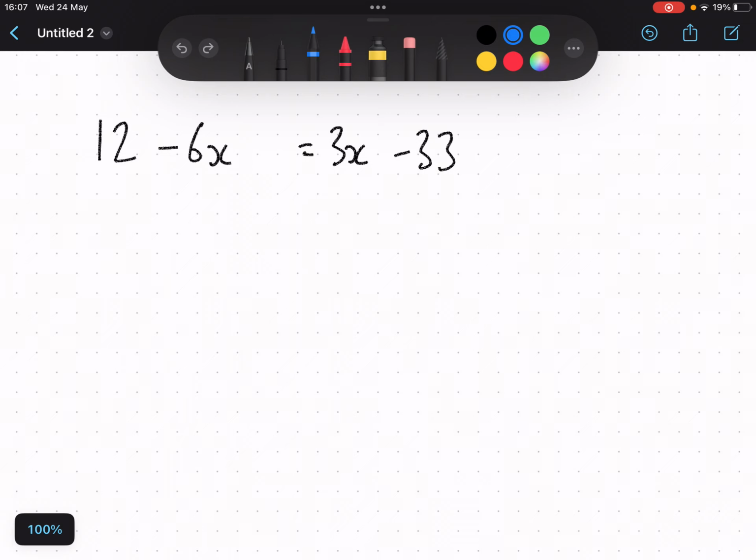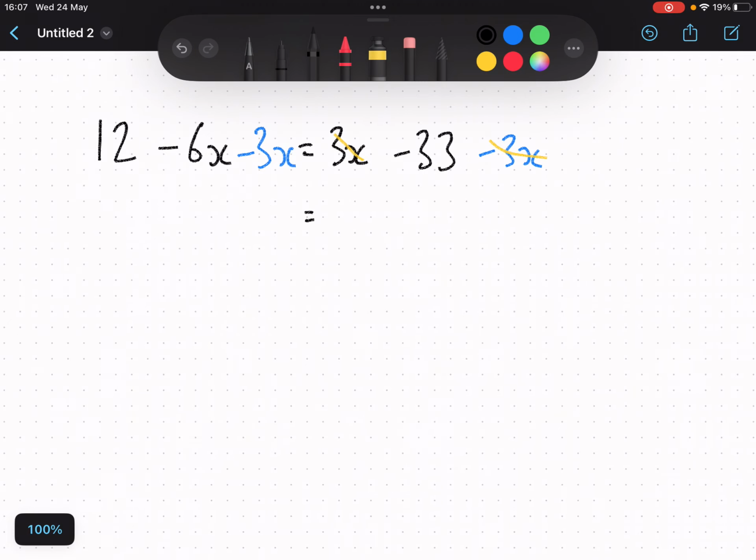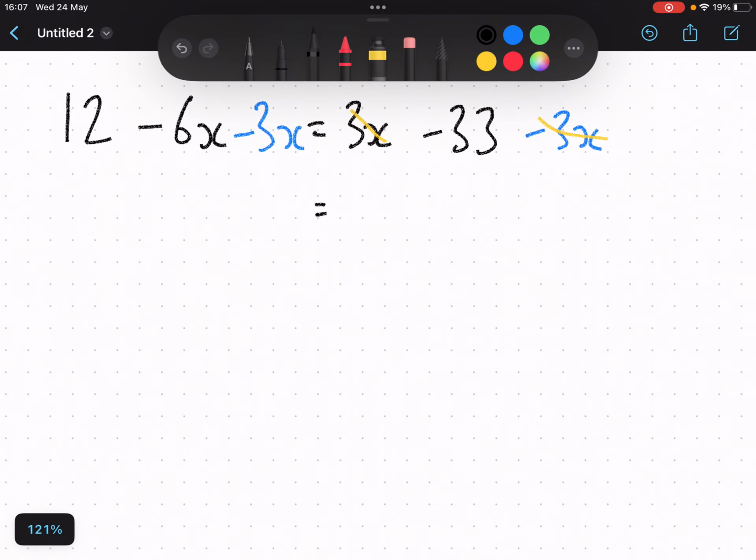So let's get rid of the 3x from the right hand side first. So let's subtract 3x from the right hand side. If I subtract 3x from the right hand side, I need to do the same thing to the left hand side. Right hand side, 3x minus 3x is 0. That's why I'm doing this. Left hand side, then I've got 12, and then minus 6x minus 3x is minus 9x. On the right hand side, I've just got minus 33 left.